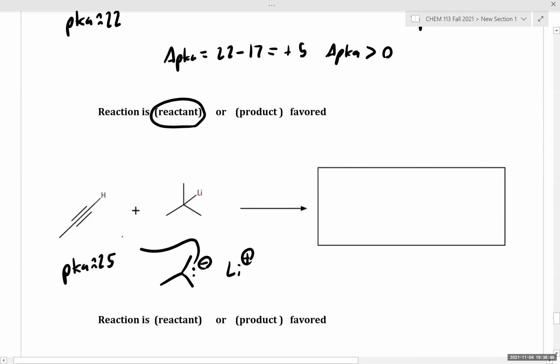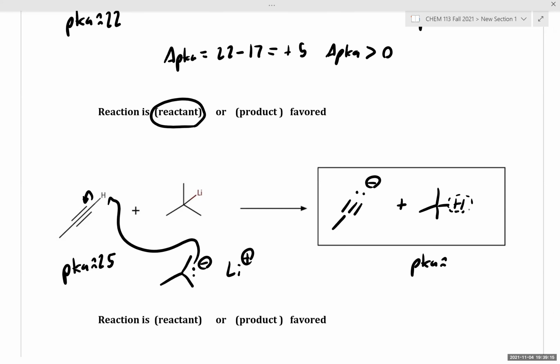So after an acid-base reaction where we pull off our proton, that in turn gives us the acetylide anion, and that gives us the following hydrocarbon. What is the pKa of a generic hydrocarbon, about? What is the pKa of this proton? Roughly. Approximately. Order of magnitude value.